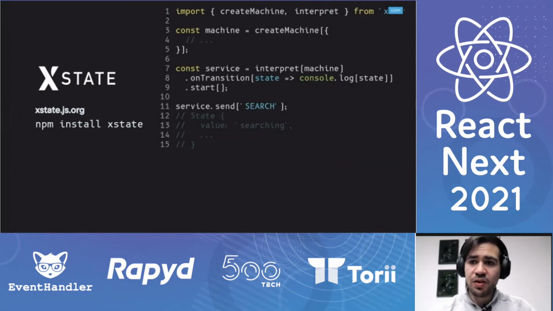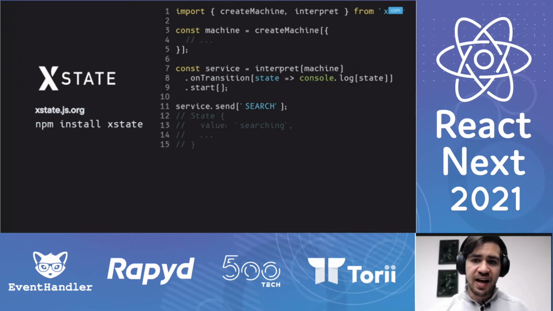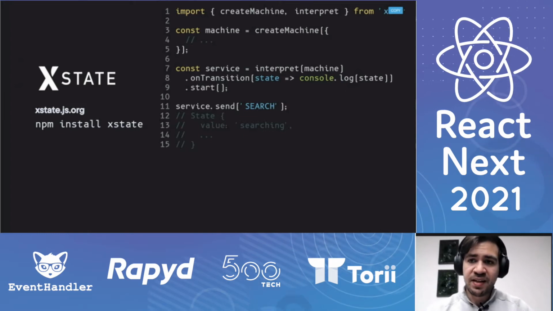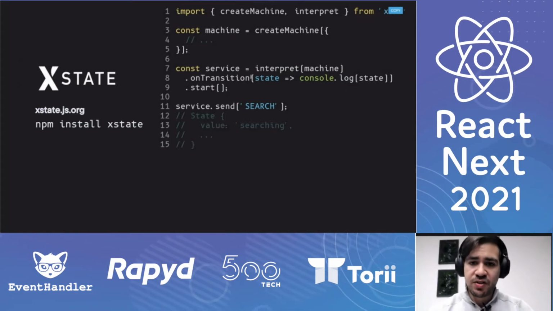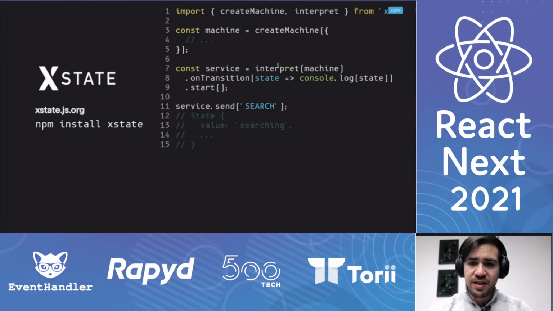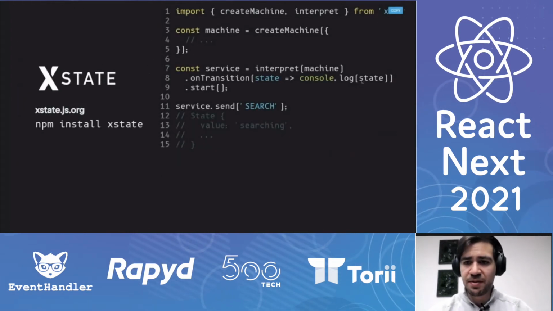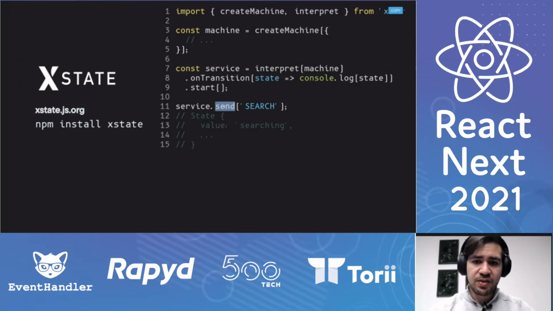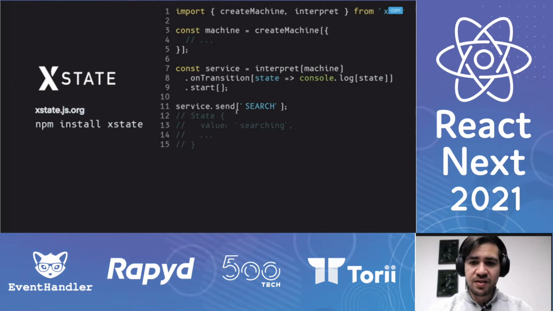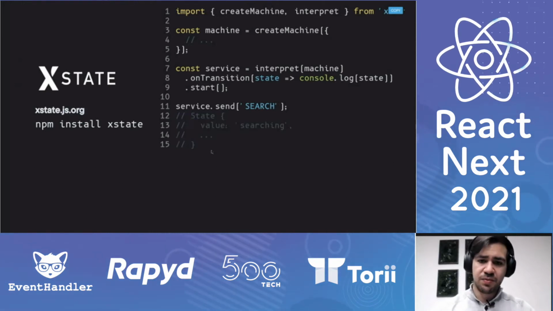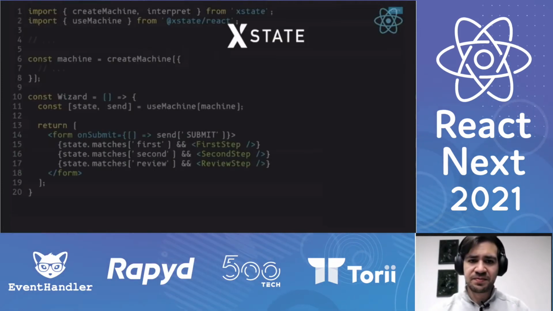But more commonly, you would do what's called interpreting a machine. This is actually making the machine alive, something that holds its own state and is able to be subscribed to and notify of changes to states. For example, here we are interpreting the machine, and whenever a transition happens, we log the state. Now we could just imperatively send an event, and the console.log will say, okay, now we're in the searching state. It will also do things like execute side effects.